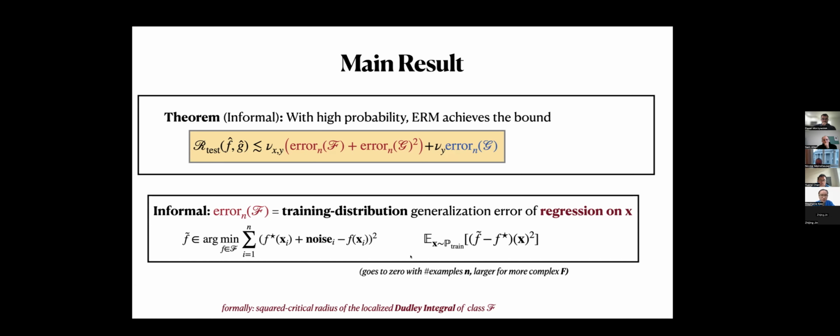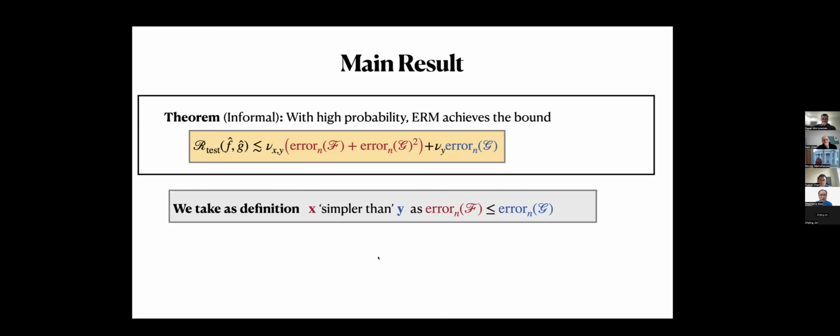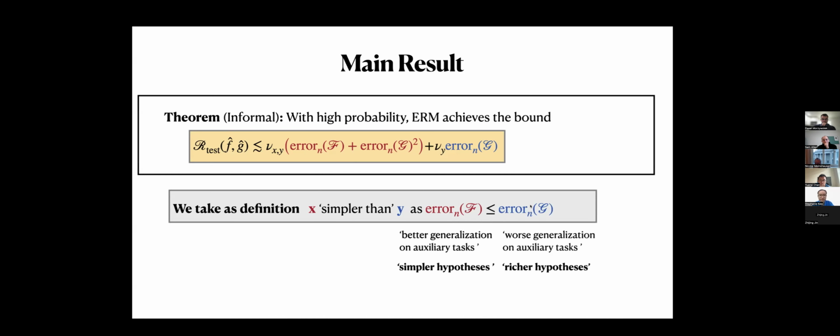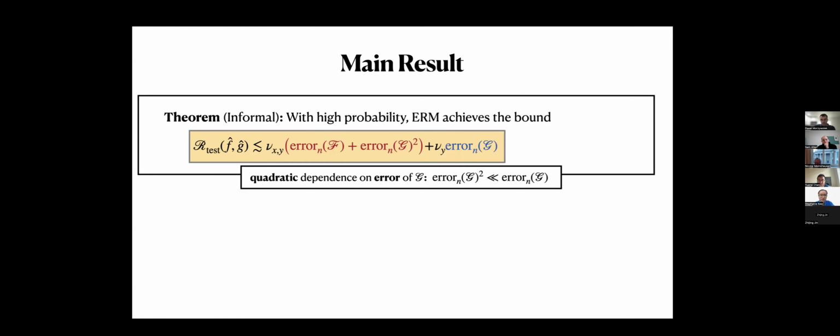And it's a term that we expect to go to zero as we collect more examples n, but also as F becomes more complicated, more complex, it'll become larger. So that's the notion of F. So what is our bound saying? Oh, last thing is, we're going to take this definition: X is simpler than Y if error N of F is less than error N of G. This is just saying that the in-distribution generalization error using X is less than the in-distribution generalization error using Y. That's our notion of simplicity. Again, better on auxiliary tasks with F, worse generalization, corresponds to simpler hypotheses versus more complicated hypotheses. And again, we're going to be in the regime where everything is consistent. So as we collect more data, both of these errors are going to zero, but at different rates, the error in G might go to zero much slower. Okay, cool. So that's what all the terms mean.